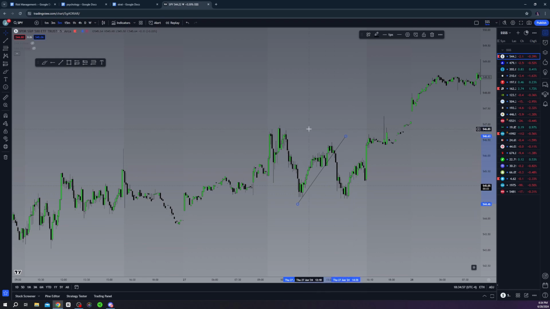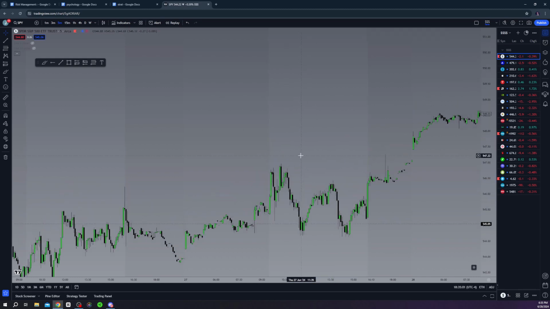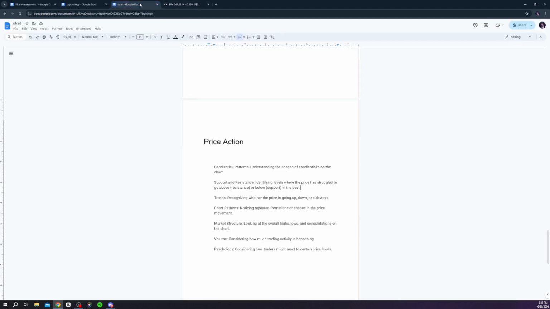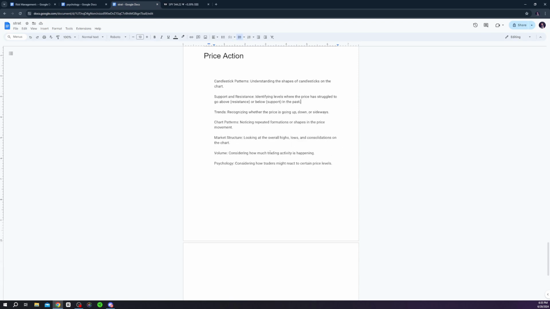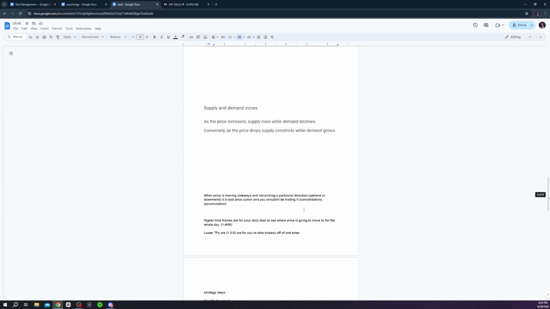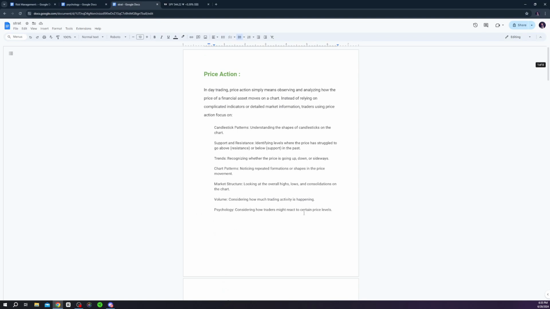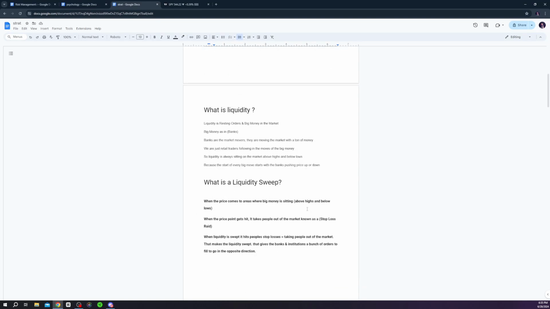If you can catch these moves and switch on the time frames, you're able to catch these moves every day. It's that simple. So, we got price action out of the way. You guys know volume, you know price action. Super simple. Now, we will start with liquidity. We're going to start with what is liquidity.